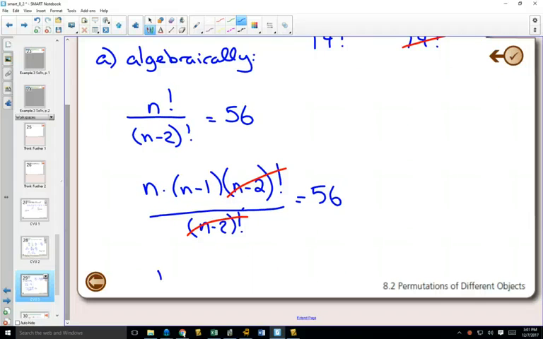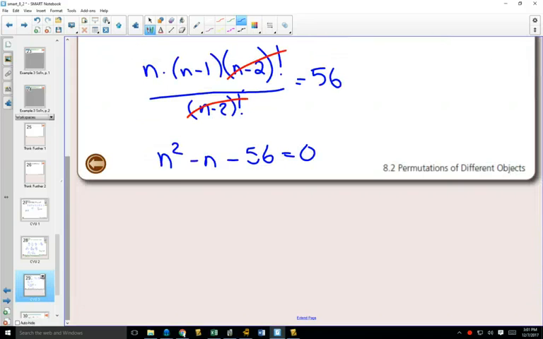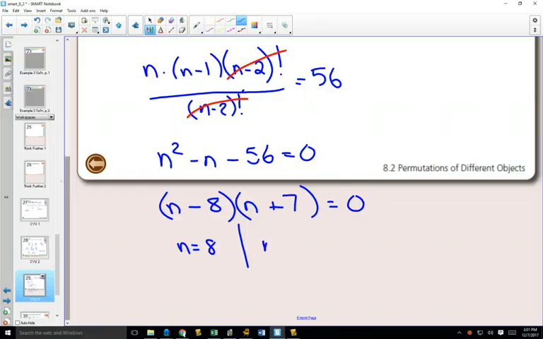If I expand the left, I'm going to get n squared minus n. What kind of equation is this? Quadratic. How do we solve one of these? We'll bring the 56 over, make it equal to 0, and factor. 8 and 7. The 8 is going to be negative, the 7 positive. So we get n could be 8, and n could be negative 7.